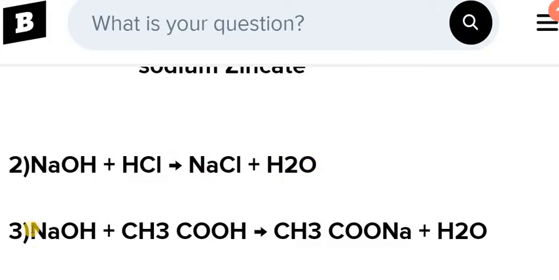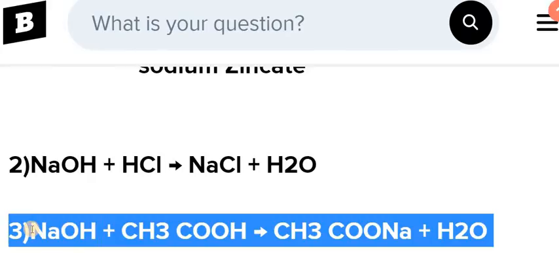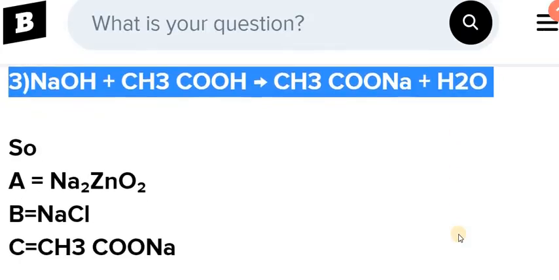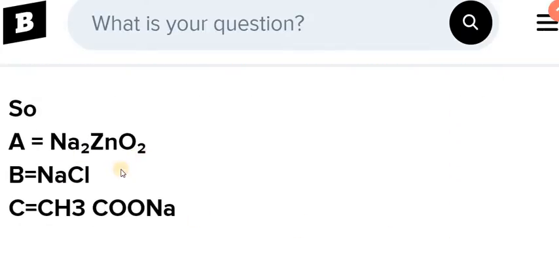The third reaction is from the fourth chapter, carbon and its compounds: NaOH plus CH3COOH. NaOH, sodium hydroxide, reacts with acetic acid, or you can say ethanoic acid, to form CH3COONa, and along with that water is released. So A is Na2ZnO2, B is NaCl, C is CH3COONa, and X is NaOH.